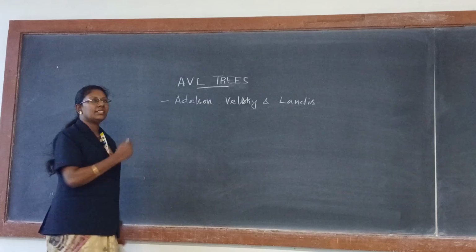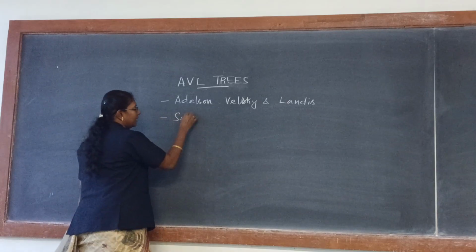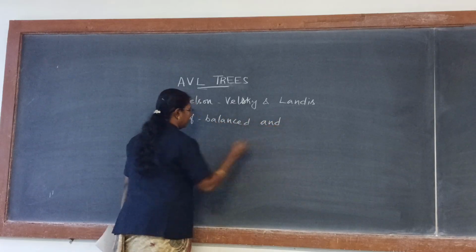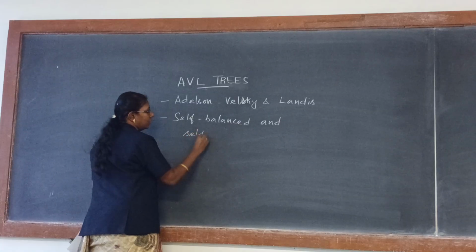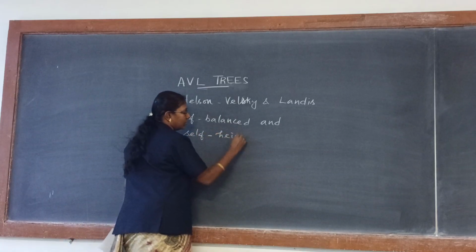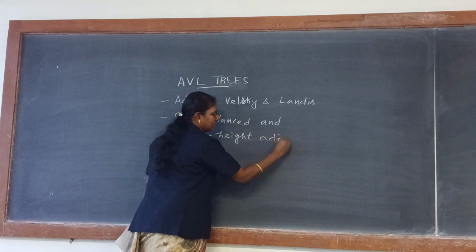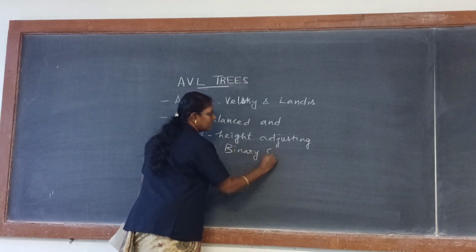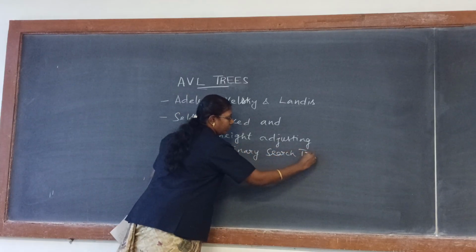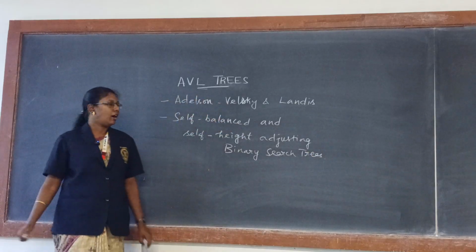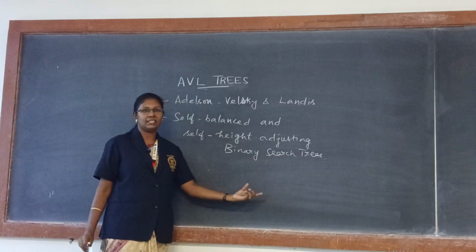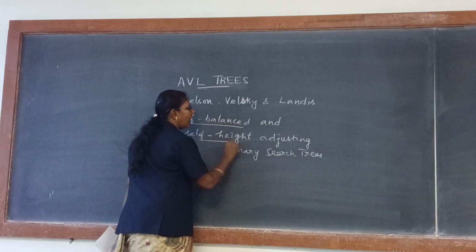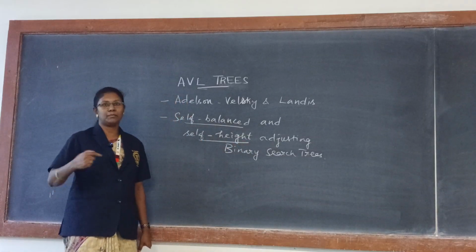And the AVL tree is also known as a self-balanced and self height adjusting binary search tree. So apart from being a binary search tree, the AVL tree is also considered a self-balanced, self-height balanced and self-adjusting binary search tree.